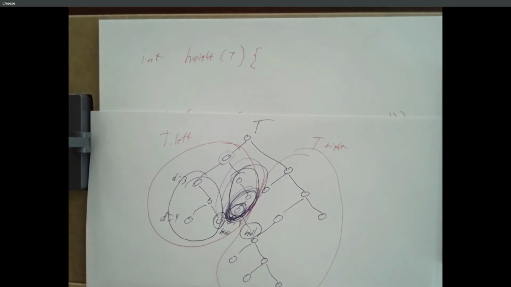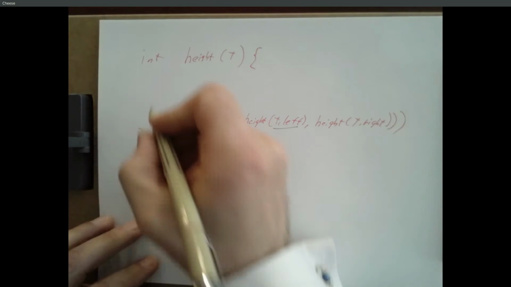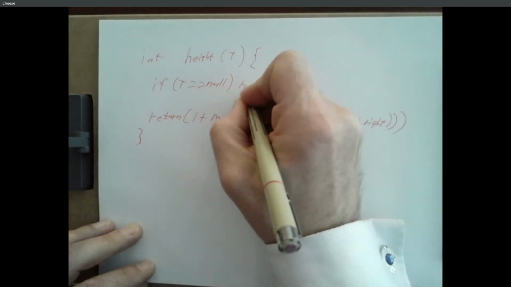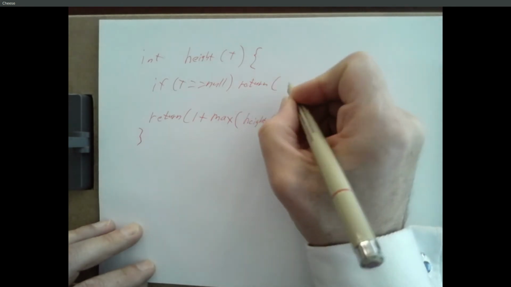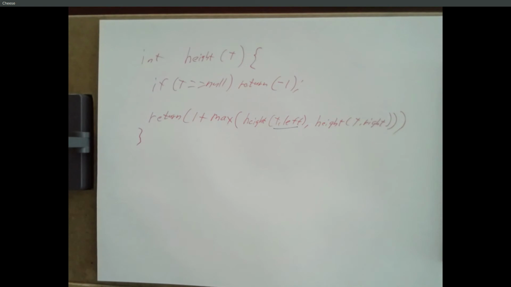But if my tree is null, I don't need to find the height of the subtrees to find the height of T, because I know that if T is null, what's the height of a null tree? -1, special case. So there's a complete height function. And it's basically a base case and a recursive step. And this will work beautifully.